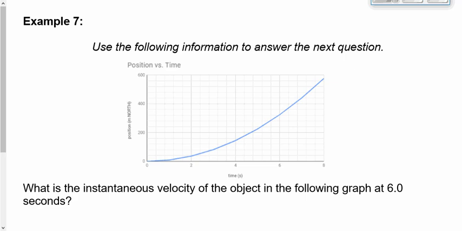Let's try one more example here now. Example number 7 says, use the following information to answer the next question. Again, position time graph. What's the instantaneous velocity at 6 seconds? Instantaneous velocity means velocity at one moment in time, right? Listen, we're not going to go up here and say the position is this value, the time is this, and let's just say v equals d over t. We can't do that because velocity is change in position over change in time. We can't just take one position and one time. It just doesn't work. So what we have to do here is draw what we call a tangent line.